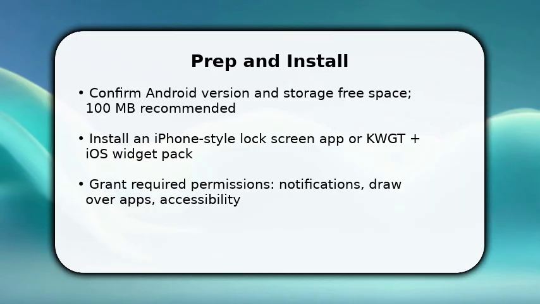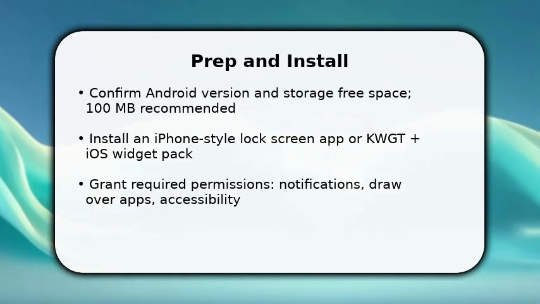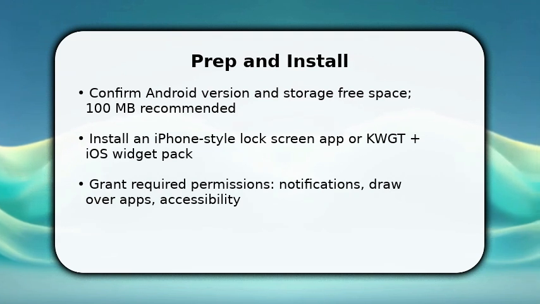Make sure accessibility is enabled if the app asks. It's how custom shortcuts and quick actions run reliably. Now that permissions are set, proceed to set the new lock as the default lock interface.